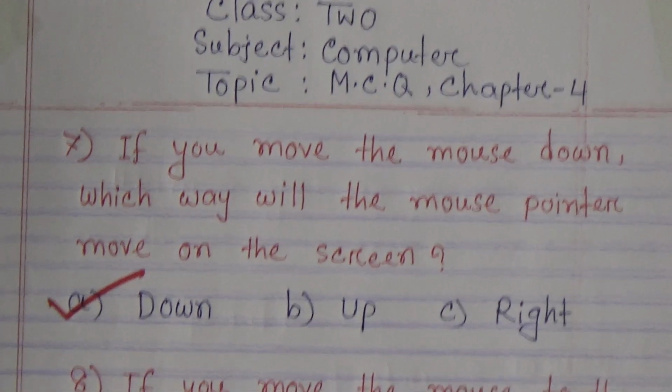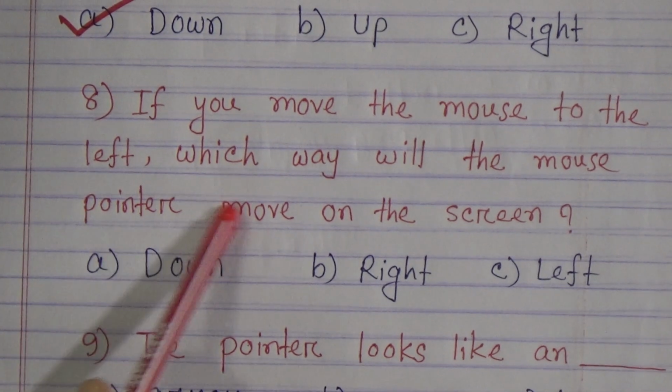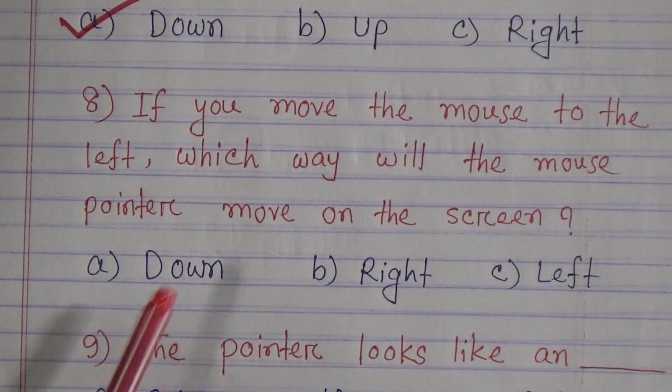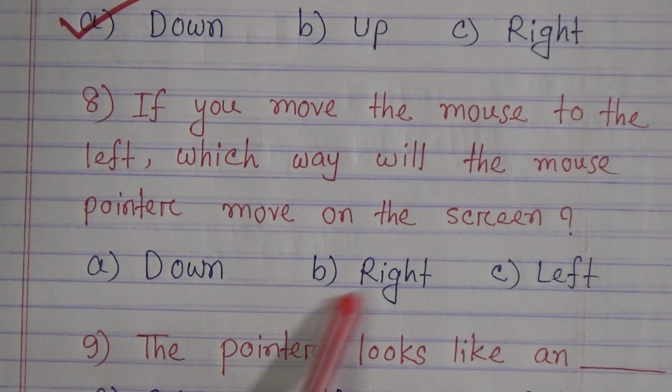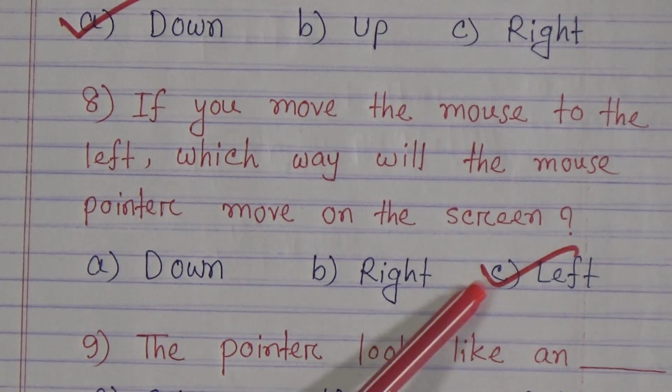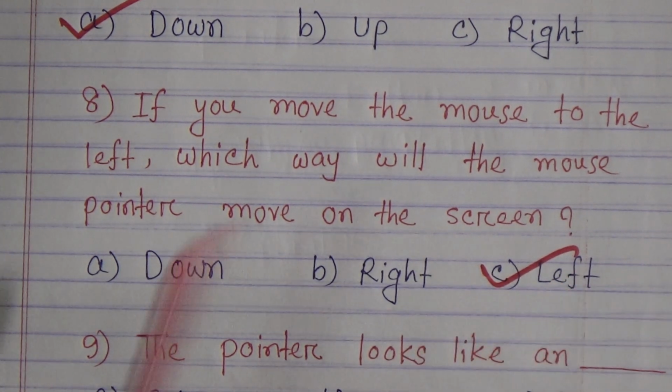Number 8. If you move the mouse to the left, which way will the mouse pointer move on the screen? Okay, A down, B right, C left. Which one is correct? If you move the mouse to the left, it will be left. Option C will be the correct answer.